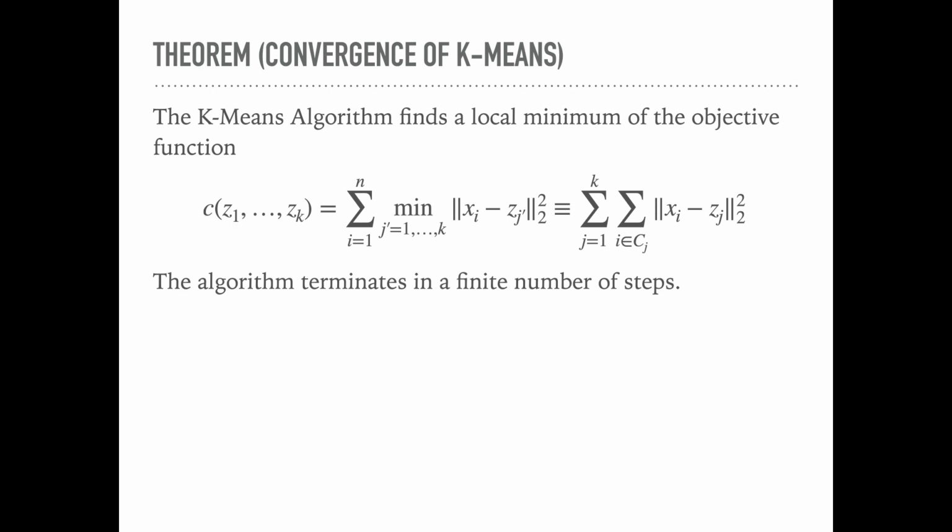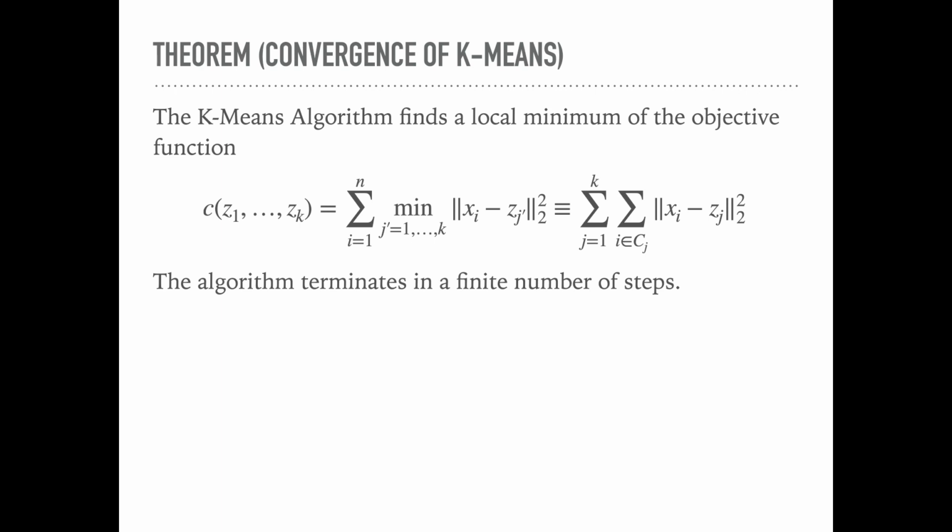Remember that that objective function can be written in two ways. It can either be written as the sum over all of the data of the smallest distance between the point xi and a cluster center, or it can be written as the sum over all of the clusters of the distance between each point in that cluster and the corresponding cluster center. So we can write it both ways. It's going to turn out that this second way of writing it is slightly nicer for the proof.